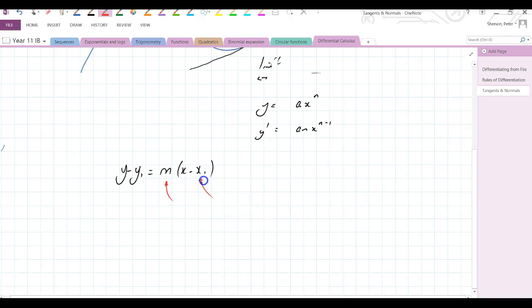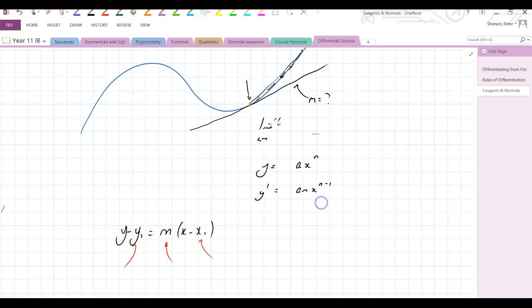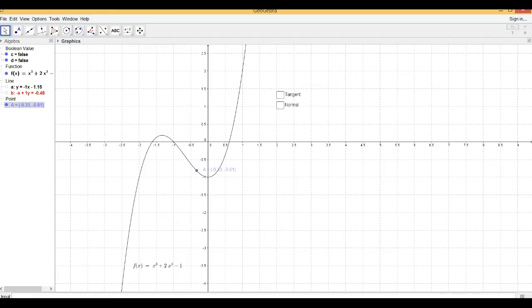And x1, y1 is the point here. This is a little orange dot, the point x1, y1. We have to be given that. So we can either be given both x and y, or we have to work x out from y. That won't be a problem for us. But we're going to use this here. So let's get to work.